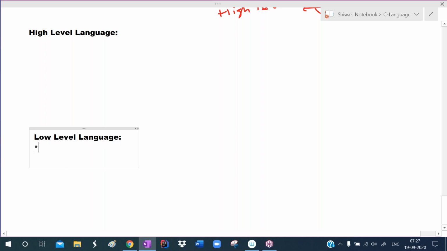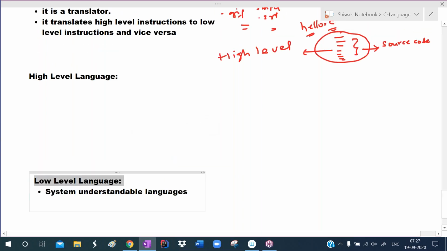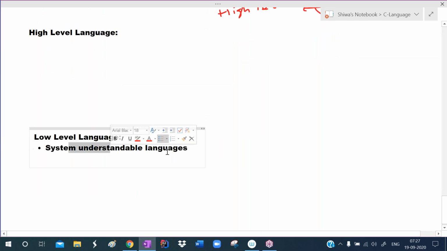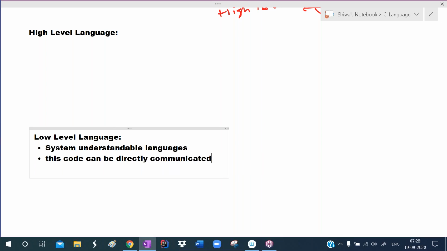Low level language means system understandable language. System means computer system. System understandable languages are called low level languages. This code can be directly understood by the computer, so it can directly communicate with the hardware, meaning directly communicate with the devices.